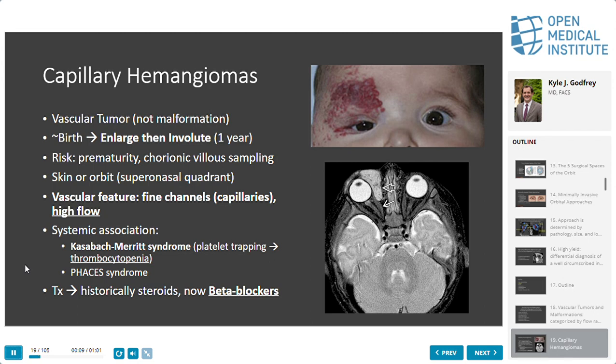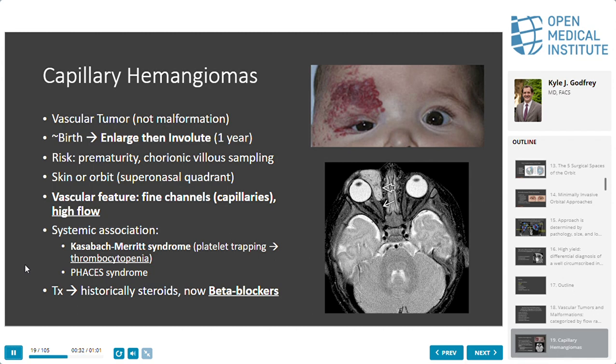This is a very high flow lesion, made up of capillaries, so it does have vascular connection. The systemic associations you can think about with these conditions, which may be important for those of you doing pediatrics, are Kasabach-Merritt syndrome, where platelets get sequestered and trapped within these tumors and can cause systemic thrombocytopenia, and also PHACES syndrome, with posterior fossa malformations, hemangiomas, coarctation of the aorta, and other systemic malformations.